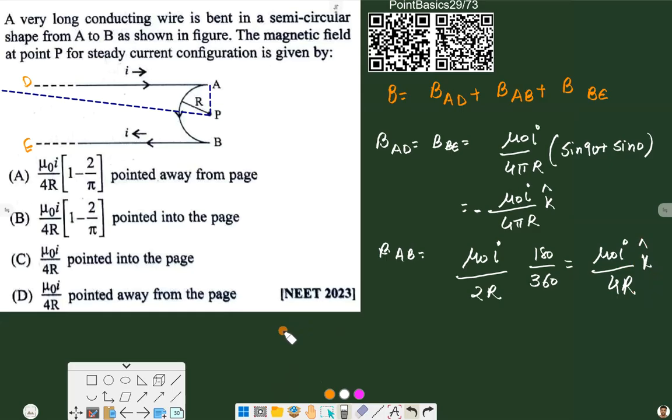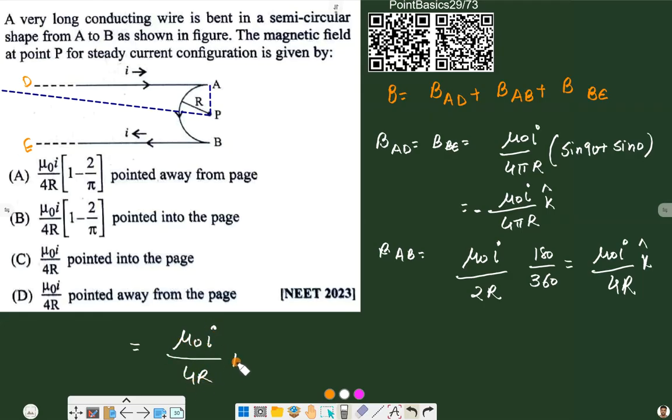So the total field will be the field due to the arc, that is positive, and the field due to both of the conductors, that is negative. Mu naught I by 4 pi r k, this is due to one conductor, and this is due to the second conductor also. They will have the same field as they are identical.